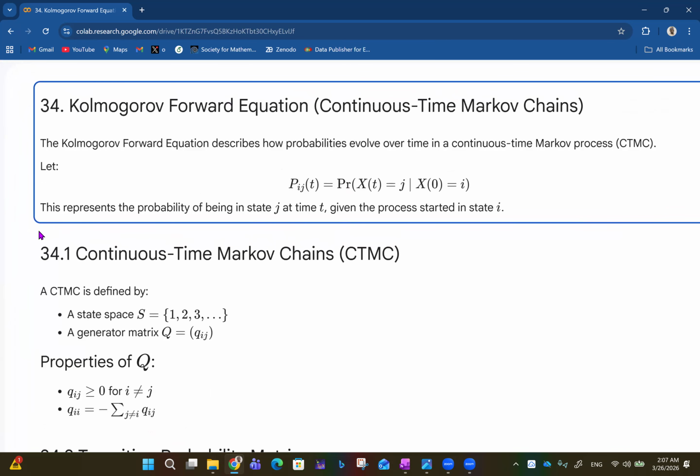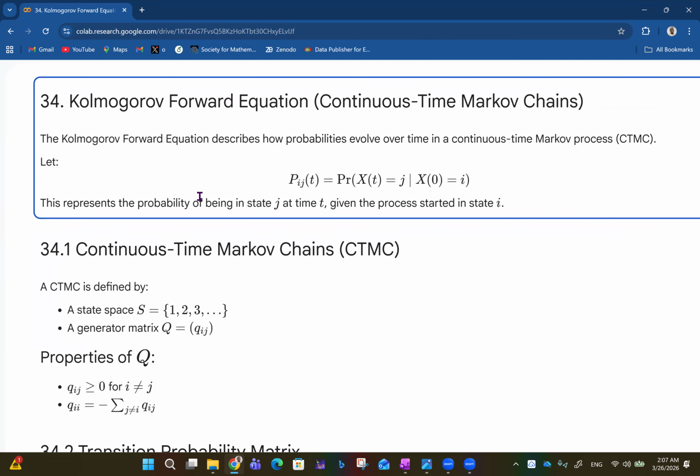So the Kolmogorov Forward Equation, for continuous time Markov chains, describes how probabilities evolve over time in a continuous time Markov process. Let P_ij(t) be equal to the probability that X(t) equals j, given that X(0), the state at time 0, is equal to i. This represents the probability of being in state j at time t, given the process started in state i.